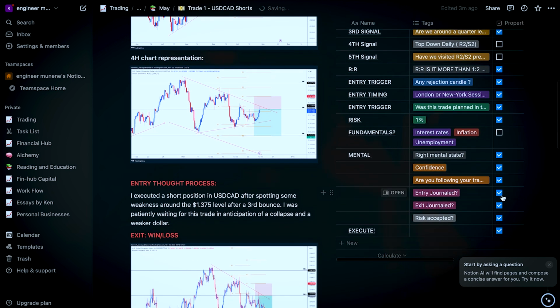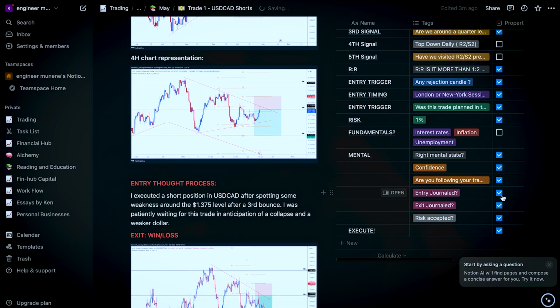Then my mental state. Remember, trading is a merging between two things. There's the markets and then there's you as an individual. Markets could be good, you as an individual could be in the wrong mental state. You could be in the right mental state, markets could be bad. So you need to understand the fusion of the two.